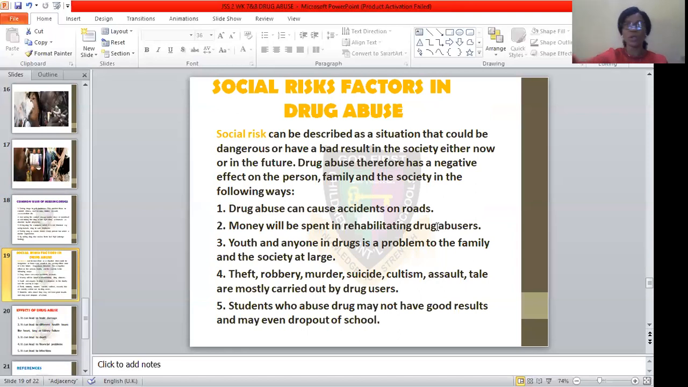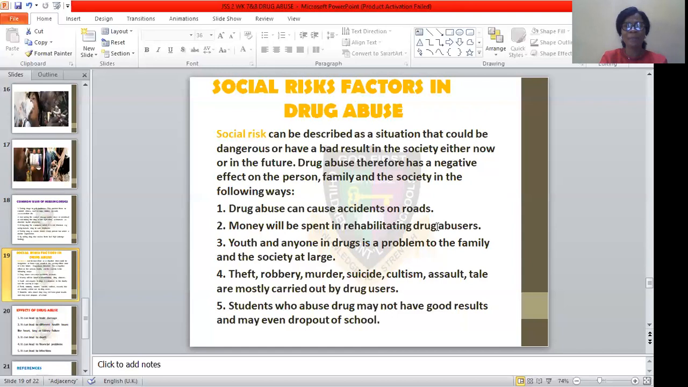Yes, you are in your neighborhood, you are driving, and you are under the influence of drugs. You can hit and kill somebody. You can hit many cars that are parked on the road. It can lead to accidents. Another one is that money will be spent in rehabilitating drug abusers. Yes, that is on the social aspect at large. The society would spend more money on rehabilitating a particular drug abuser or a particular drug addict. Youth and anyone involved in drugs is a problem to the society and to your immediate family.